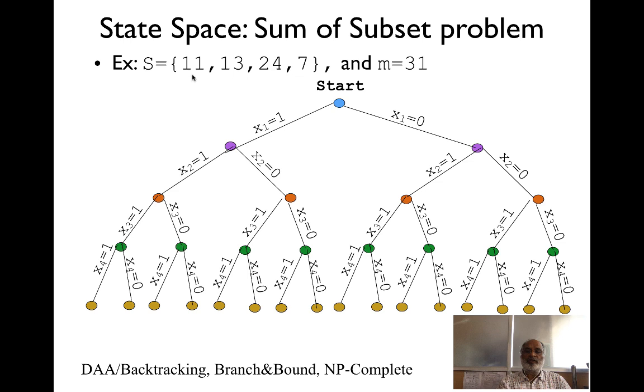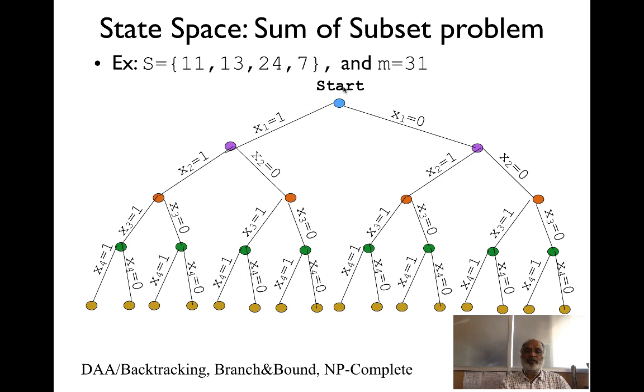Now x1 equal to 1 means we take 11, x1 equal to 0 means we don't take the value 11. Similarly, x2 equal to 1 means we accept the value 13, x2 equal to 0 means we don't take the value 13. That way, can we build the entire tree?